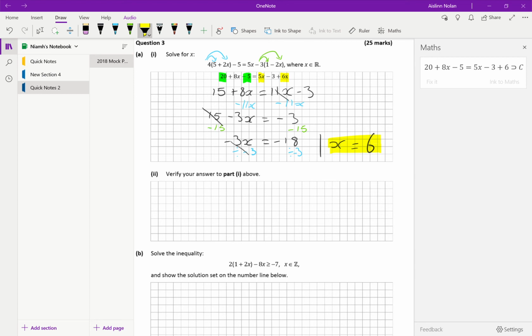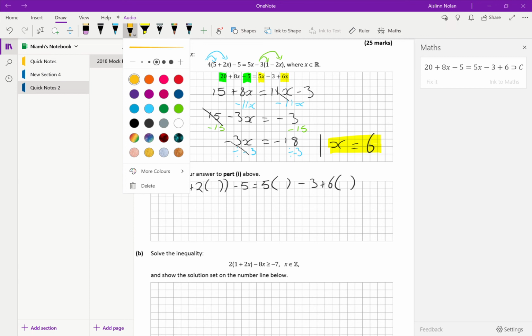For part 2, we have to verify our answer. When you see verify and you're after finding a value for x in the previous part, you're going to sub that value for x into our original equation. So anywhere you see x in that very top equation, you're going to put 6 in. So 4 bracket 5 plus 2, 6 is going to go in there. Minus 5 equals 5, 6 will go in there. Minus 3 plus 6, and 6 will go in there. So I've just put brackets anywhere we'd usually see an x.